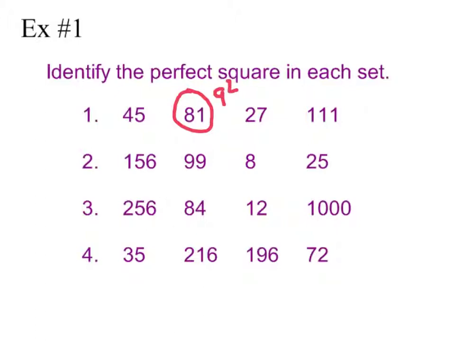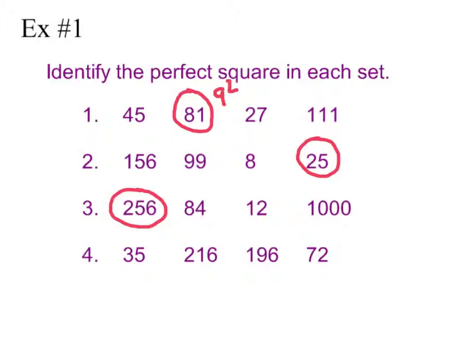Pause the video and try the next number. Did you choose 25? If you did, good job. That's because 25 is 5 squared. How about the next one? Pause the video. Did you choose 256? If so, good job. 256 is 16 squared. How about the last one?